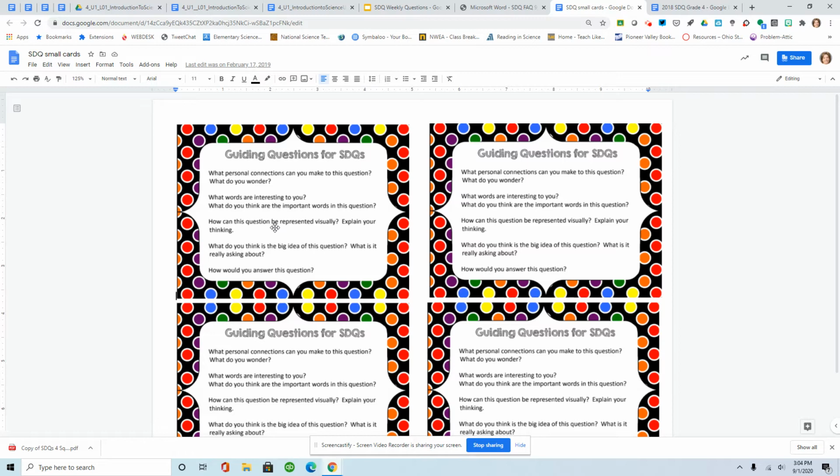Now, knowing your class, you may want them to jot it down. You may want them to close their eyes and think, and then give you a signal when they have come up with some words that are interesting to them. And then you prompt them by saying, use the sentence frame to share the interesting words. In this question, an interesting word to me was blank, because. I would hold them accountable for that because.